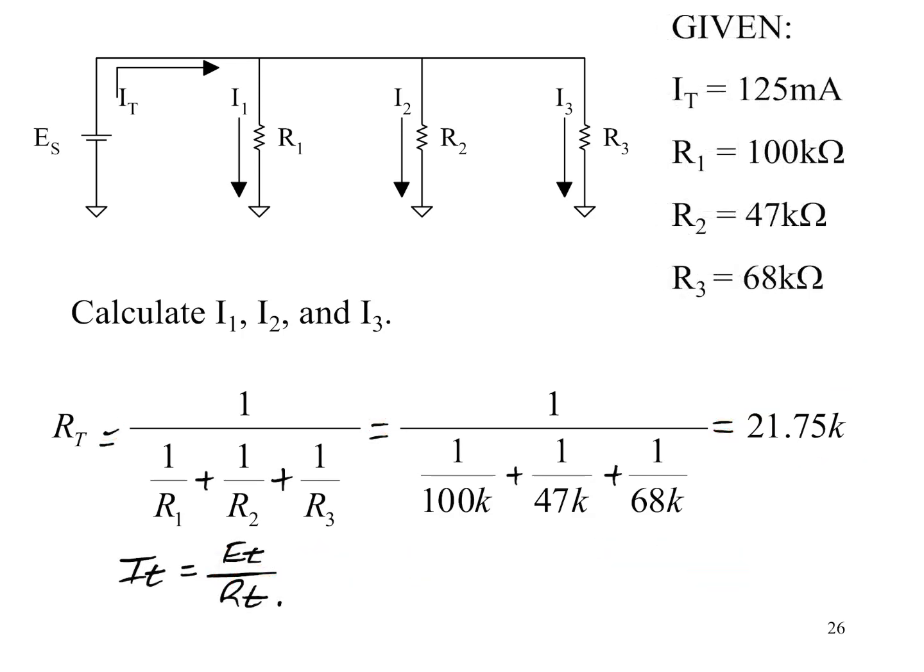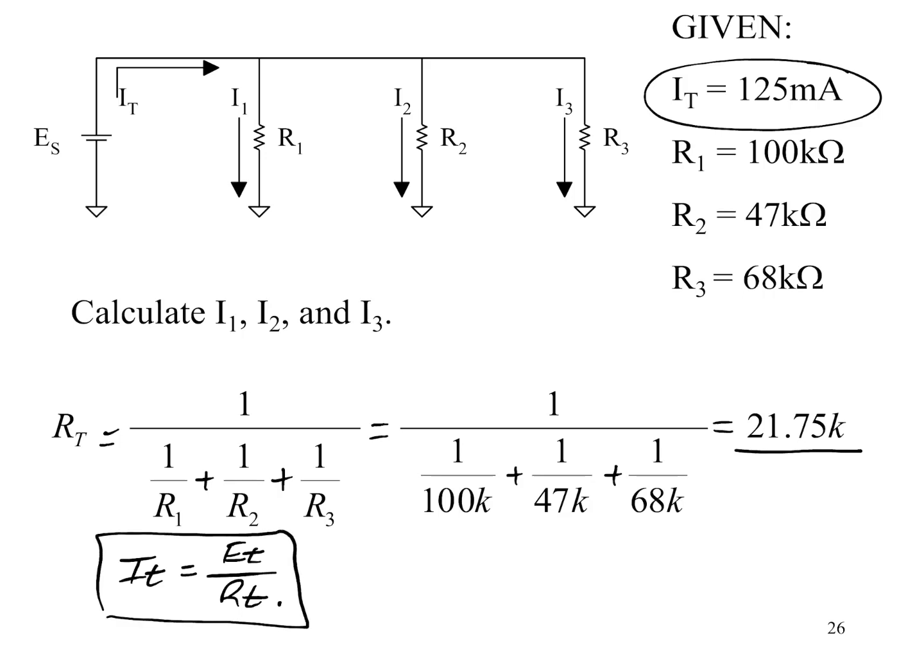So picking up on this example, we've got our R total value here given as this calculation. We have our I total value here. So we already have I total. We can use the current divider rule to figure out the individual branch currents. But I would also say that based on this equation and the fact that you have I total and R total now, you could simply calculate an E total value equal to I total times R total to give you a value of applied voltage here. And once you had the value of applied voltage, each branch current would be very simple.